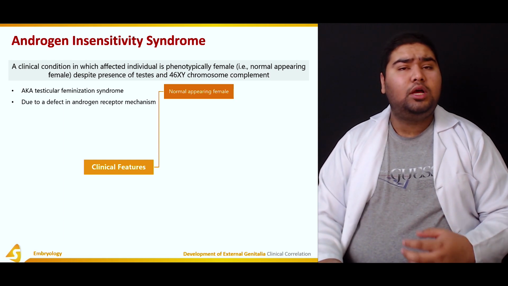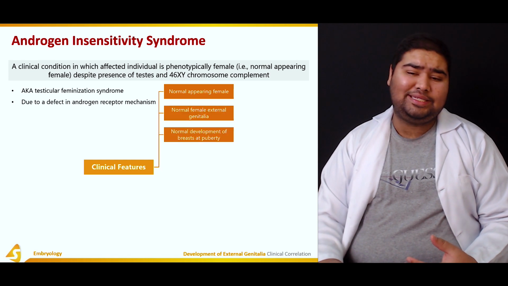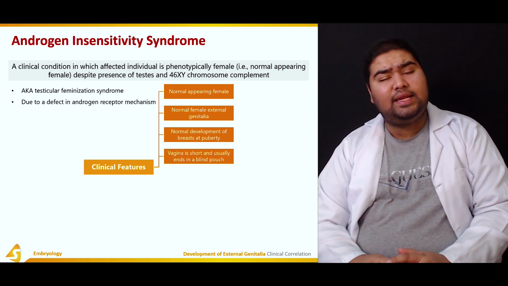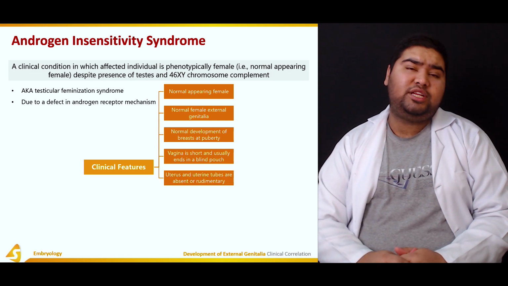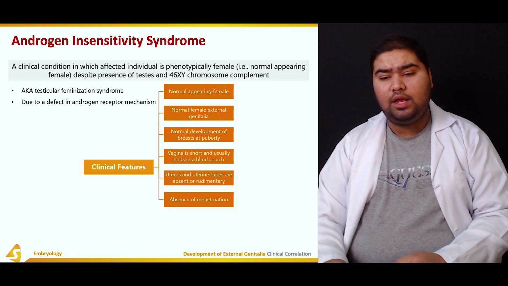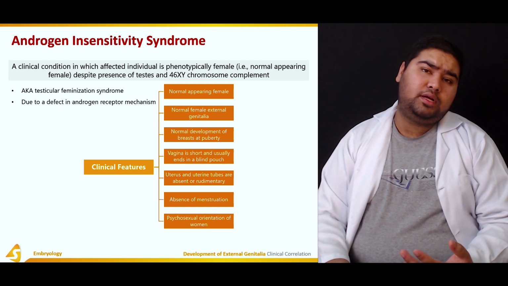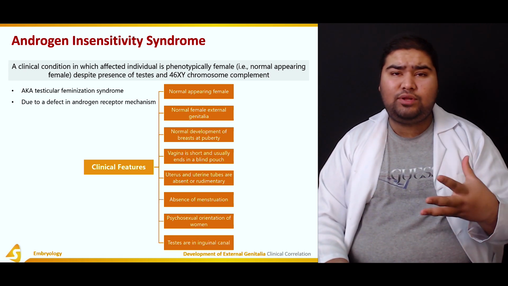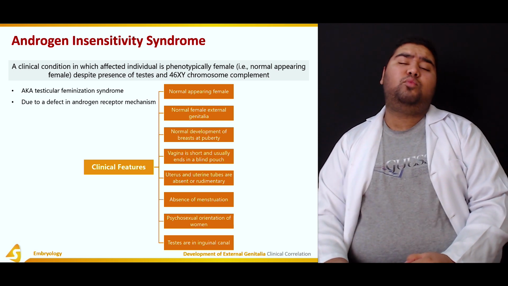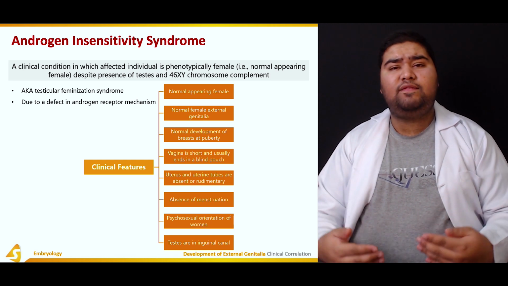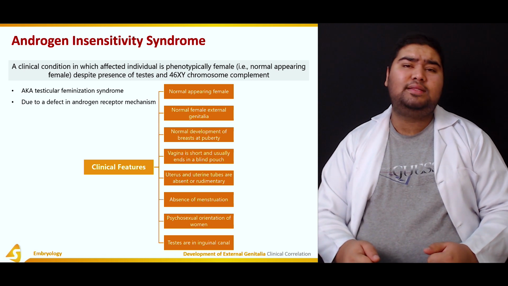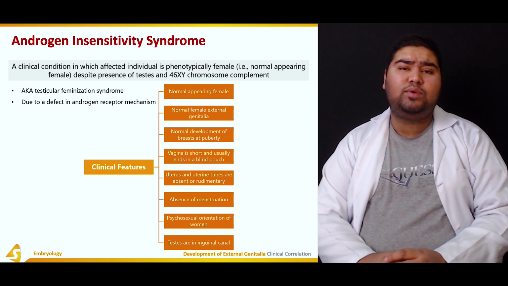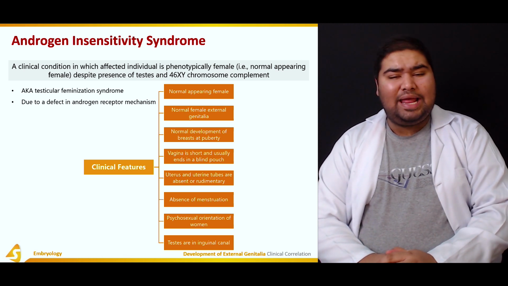So the clinical features include a normal-appearing female with normal female external genitalia. There's normal development of breasts at puberty. The vagina, however, is usually short and ends in a blind pouch. The uterus and the uterine tubes are absent or usually rudimentary. There's absence of menstruation because of the rudimentary uterus, and they are psychosexually oriented as females. However, testes are present within the inguinal canal, and the reason for testicular feminization syndrome is that the receptors at which the androgens act are defective, as a result of which they cannot act on the individual and help in differentiation towards the male axis.